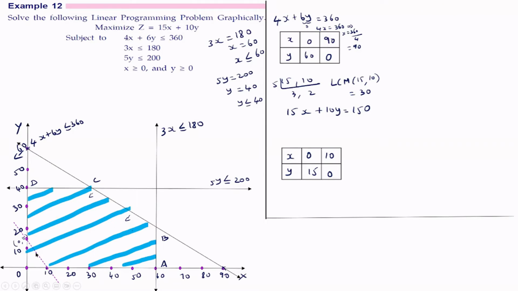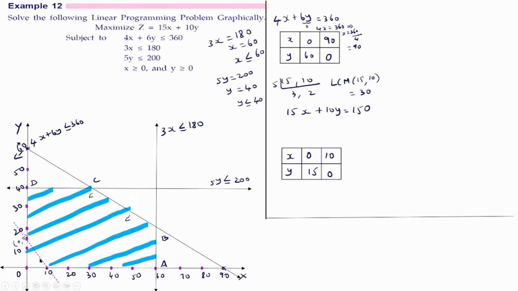If we take any point on this line and substitute its coordinates for x and y, we will get the value of z as equal to 150. So each point on this line will have the same value for z, which is 150. That is the reason why we call this line an isoprofit line.